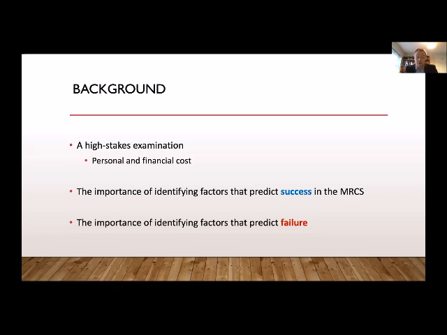There's also a significant financial cost. It costs approximately £1,500 just to sit the examinations, and many do not pass the exams at their first attempt. Most students will also spend hundreds, if not thousands of pounds on revision resources in the run-up to the exams. So you can understand why it's so important for us to identify factors that can predict success in these exams. But I would argue it's more important that we identify factors that predict failure, so that we can redistribute resources and support to those who will benefit from it the most.